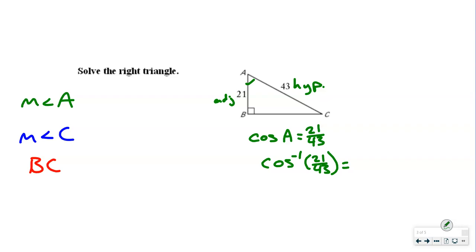And that will give me 60.8. It'll round to 60.8 degrees. Measure of angle A is 60.8 degrees.